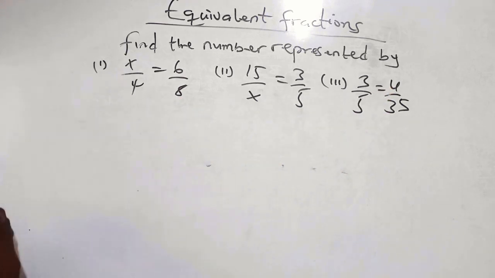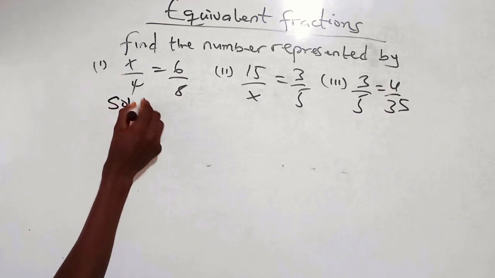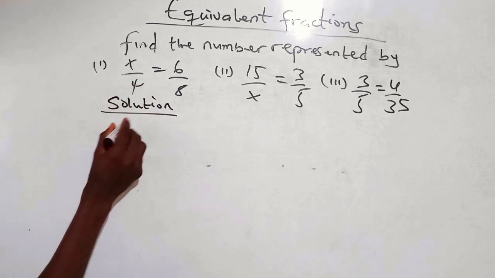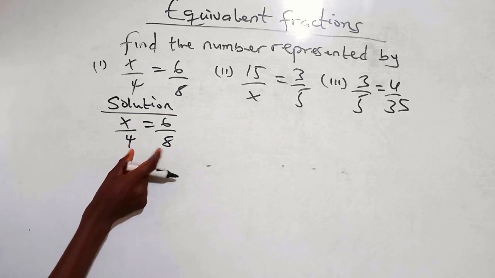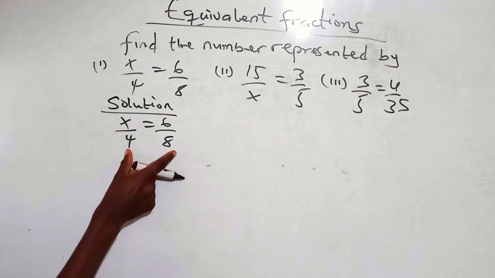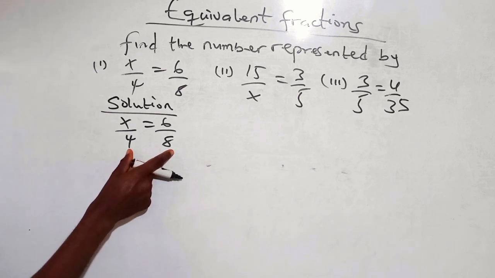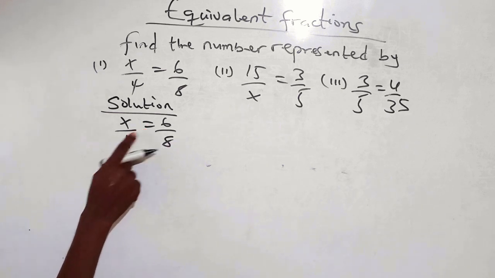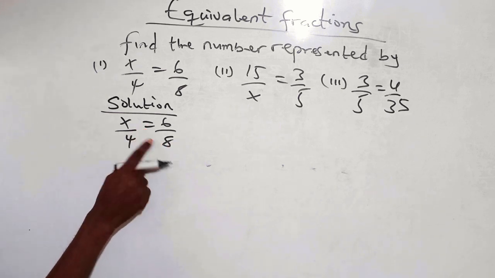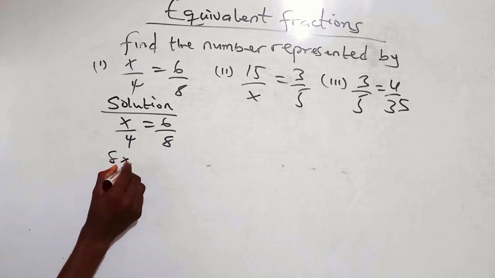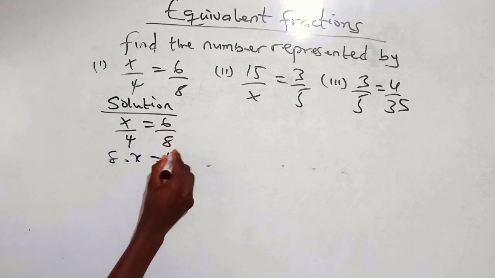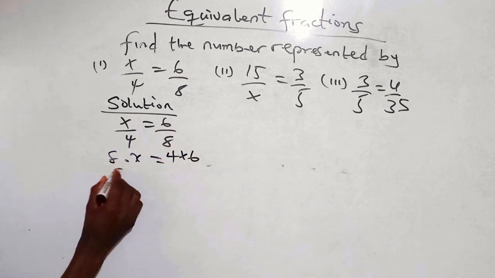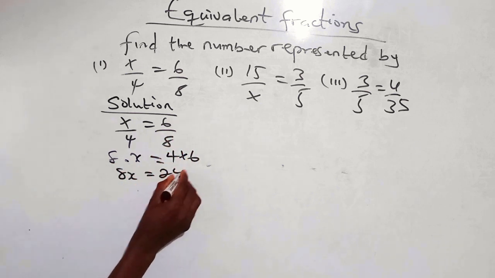Looking at the first one, solution. We have x over 4 equals 6 over 8. What can we fix here, so that at the end of the day it will have the same value? What do we do to resolve this? The easiest way is to cross multiply. We have 8 times x equals 4 times 6. So here you have 8x equals 24.